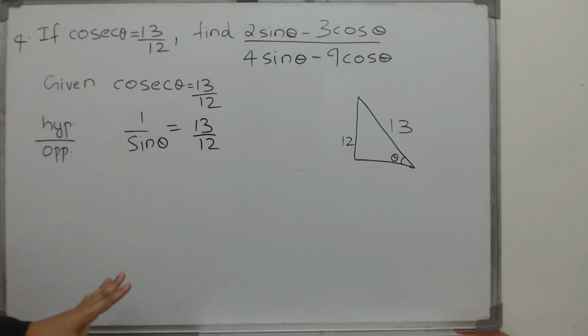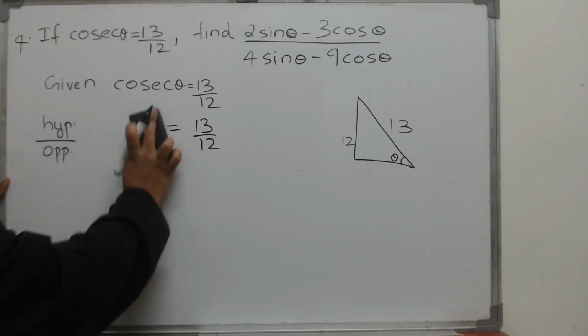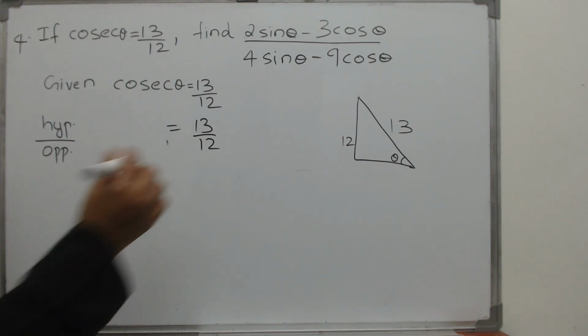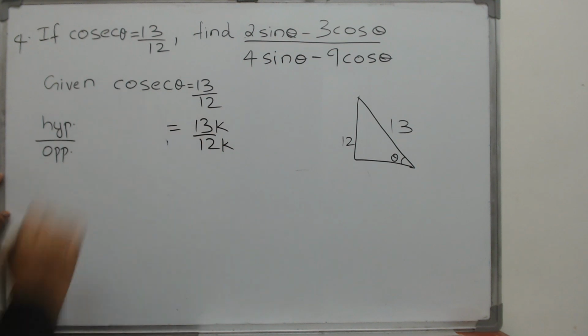It will not make any sense at all. So equate like this. Take it as hypotenuse by the opposite side. And another thing, always remember to put a constant here.